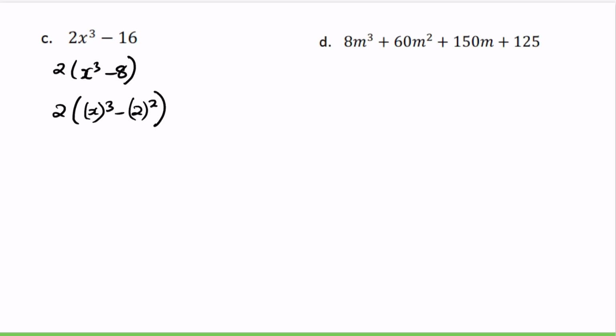So that will be 2, x can be written as x all cubed, and then the 8 can be written as 2 all cubed. In this case, this is going to be a, this will be b, and then once again, we're going to substitute it into our formula. So that'll be 2, x minus 2, so a minus b, and then in the second part, all of them are positive. So that's a squared plus ab plus b squared.